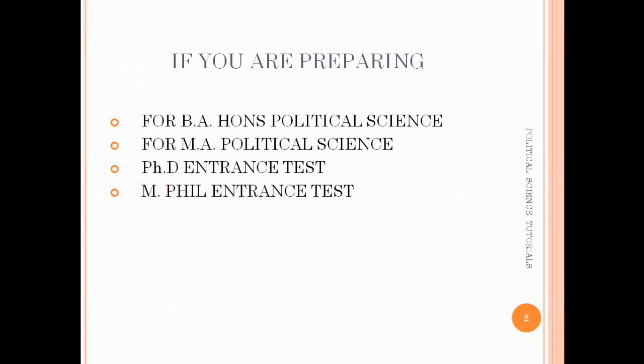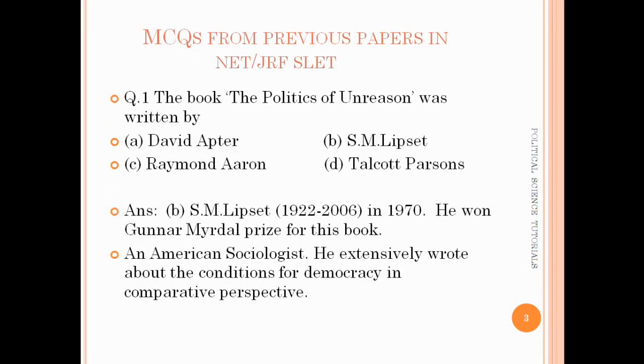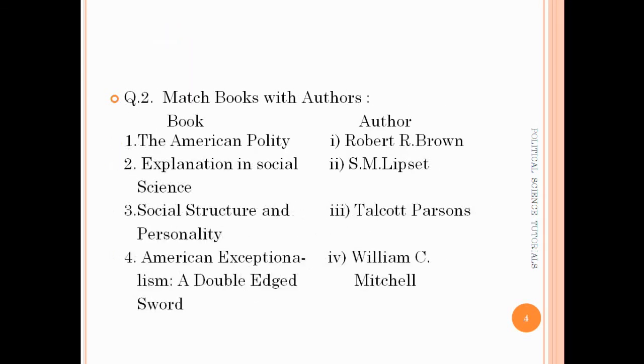Now in this video we are going to discuss some questions of the previous year NET exam. Question number 1. The book The Politics of Unreason was written by David Apter, S.M. Lipset, Raymond Aron, or Talcott Parsons. Here the answer is S.M. Lipset. He wrote this book in the year 1970 and he won the Gunnar Myrdal Prize for this book. He was an American sociologist and extensively wrote about the conditions for democracy in comparative perspective.